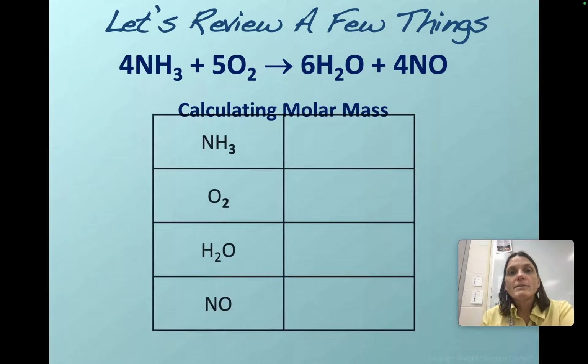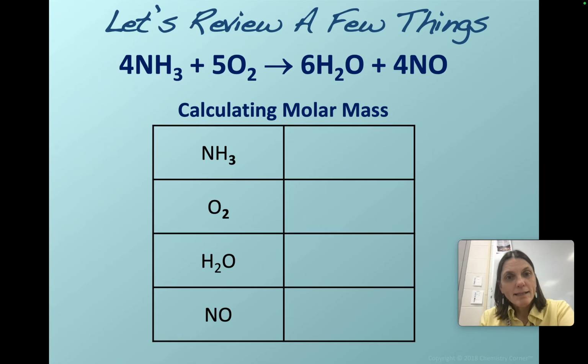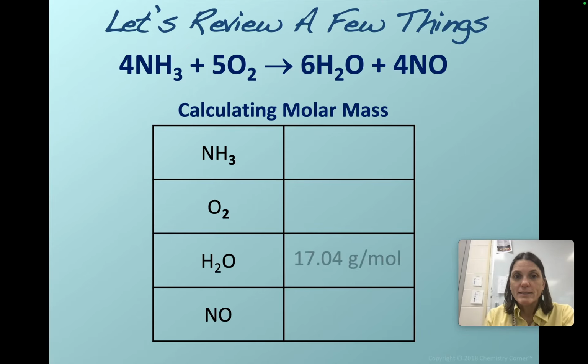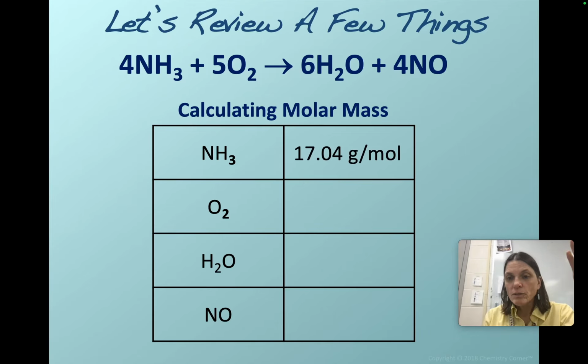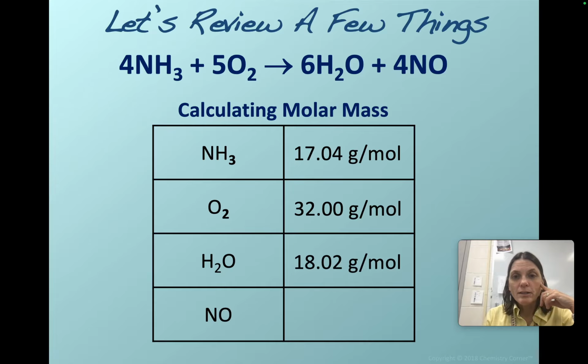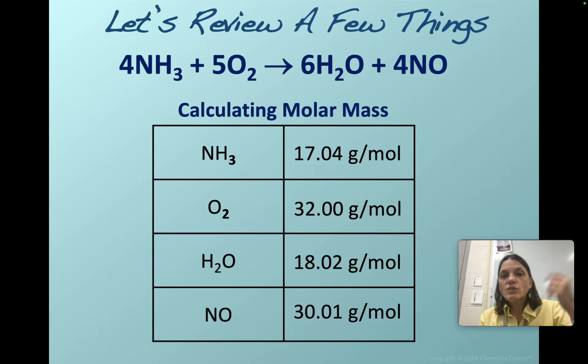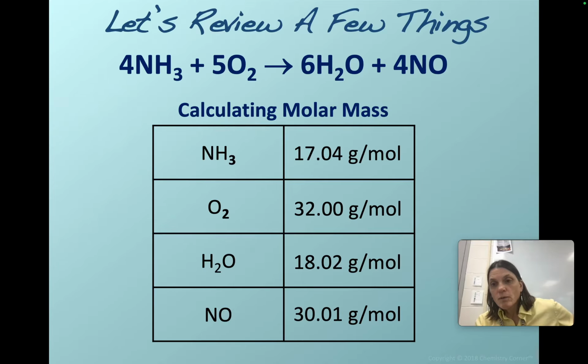The next thing is calculating the molar mass. That is the mass of 1 mole, so it's the total of all the atomic masses. For NH3, we have 1 nitrogen plus 3 times the mass of hydrogen. For O2, we have 2 times the mass of oxygen. For water, we get 2 times the mass of hydrogen plus oxygen. For nitrogen monoxide, 1 oxygen and 1 nitrogen. So the molar mass tells you the mass of 1 mole.